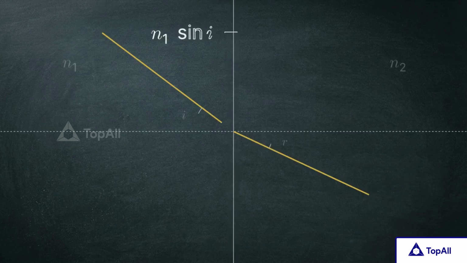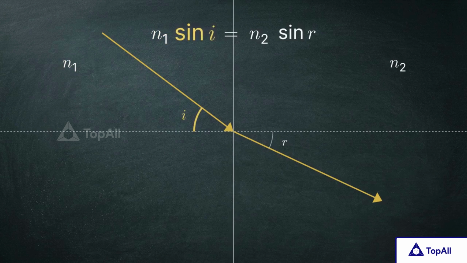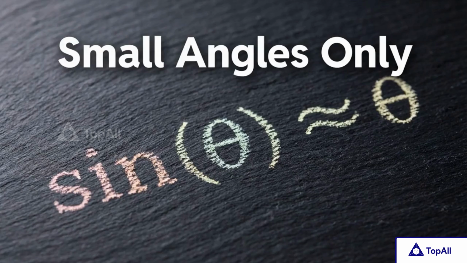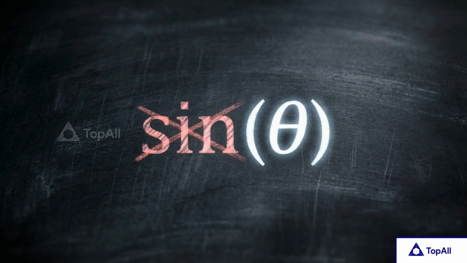We begin with Snell's law. The refractive index of the first medium times the sine of the angle of incidence equals the index of the second medium times the sine of the angle of refraction. Because paraxial rays operate at such small angles, the sine of the angle is nearly equal to the angle itself. We drop the sine functions entirely, simplifying the law to n1 times i equals n2 times r.